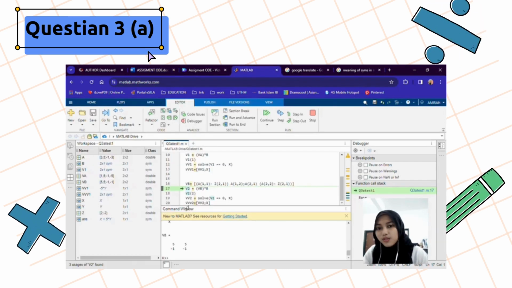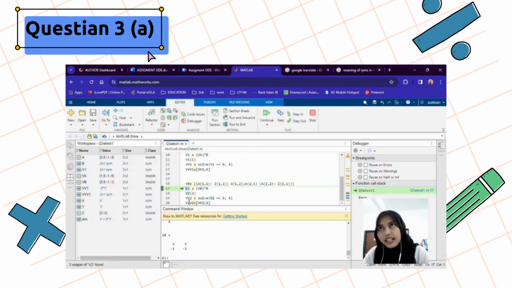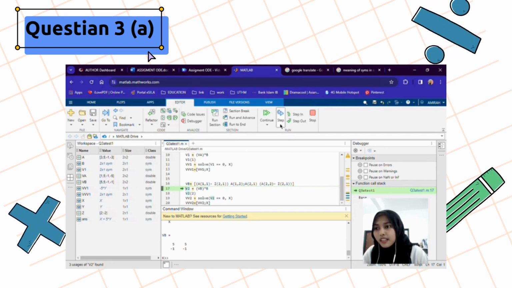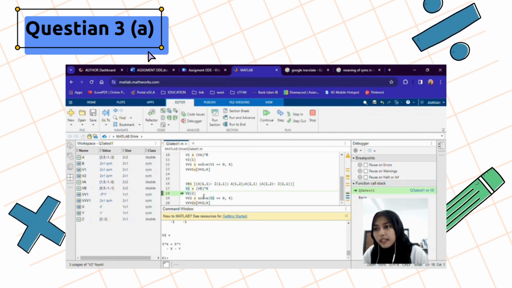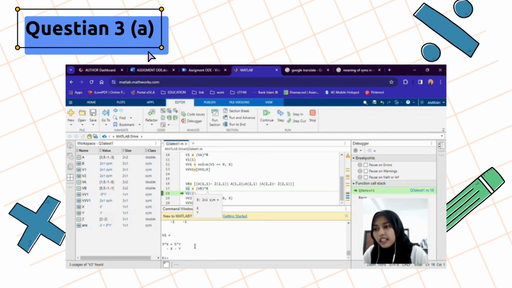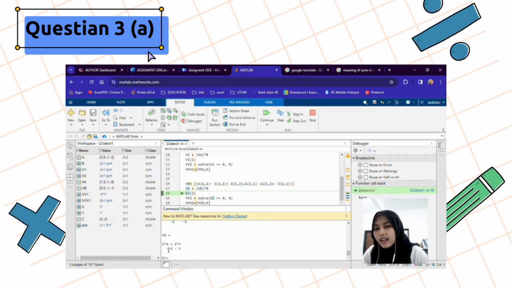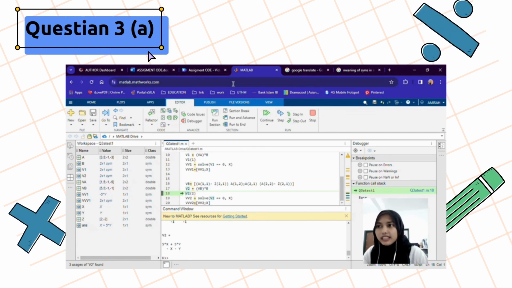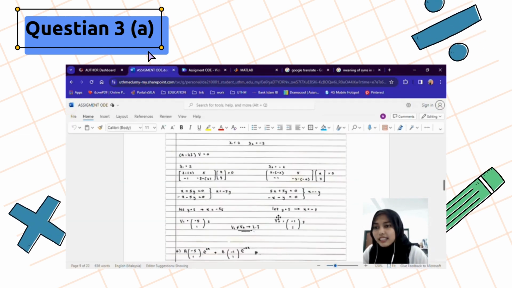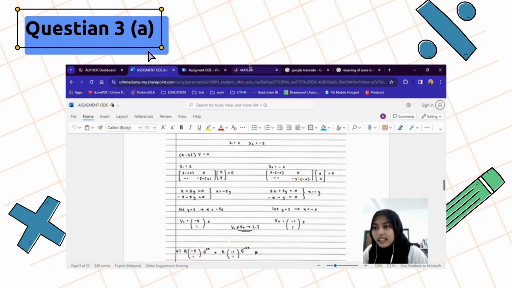Okay, next I'm going to display it in the x and y form. So I will multiply it with matrix b, and then it will display like this, in x and y form. So 5x plus 5y, negative x minus negative y. It's just the same as my answer.